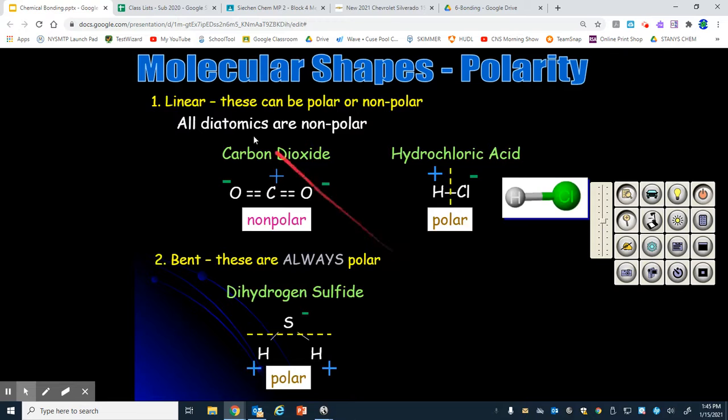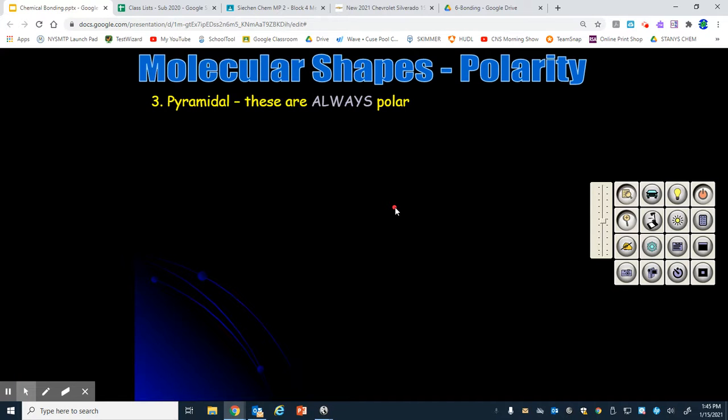Okay, so that's linear and bent. That's 2 of our 4 shapes that we need to know. Next shape is pyramidal. These, like bent ones, are always polar. If you get a pyramidal shape, it's always polar.